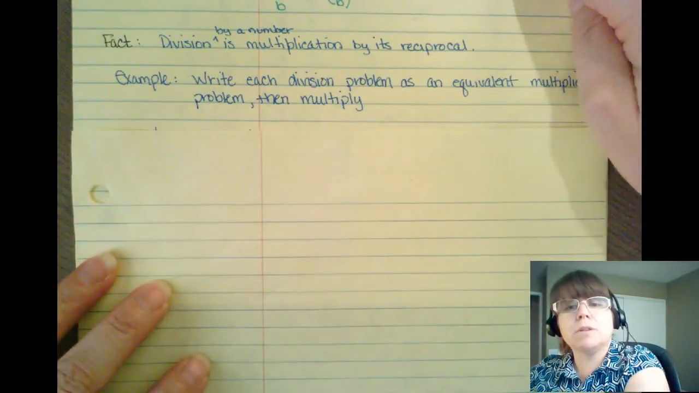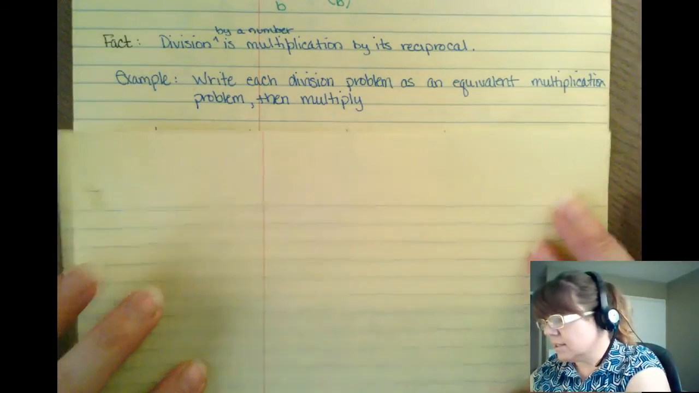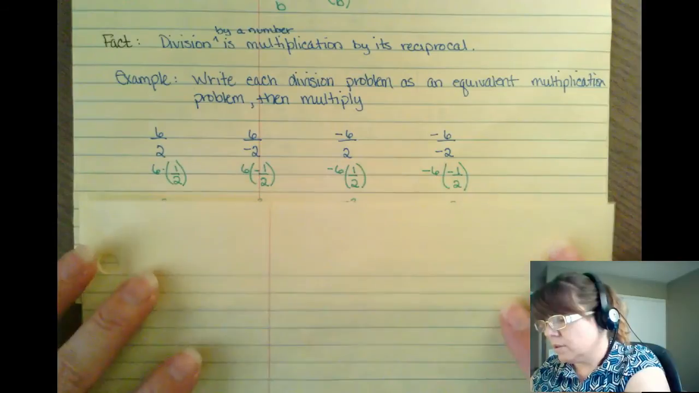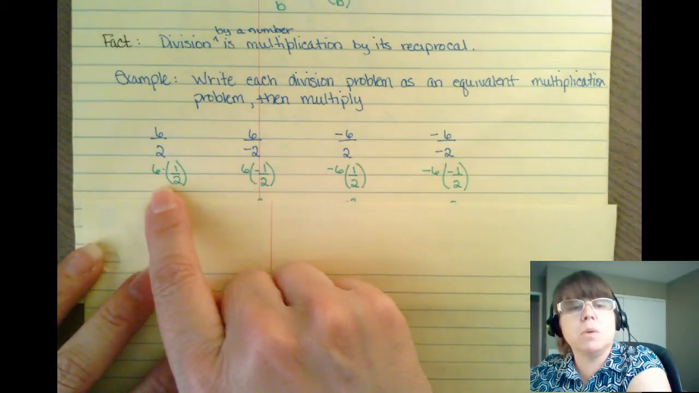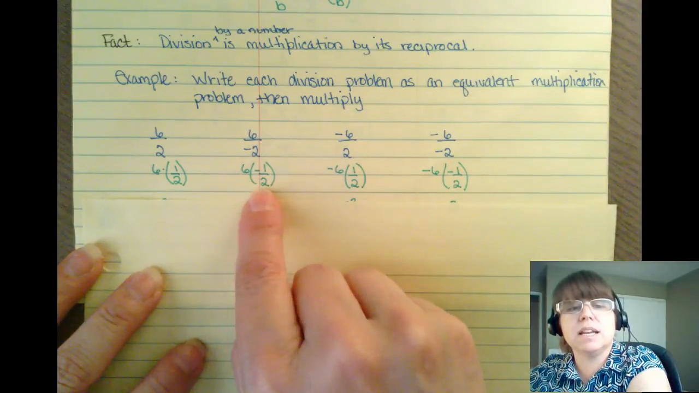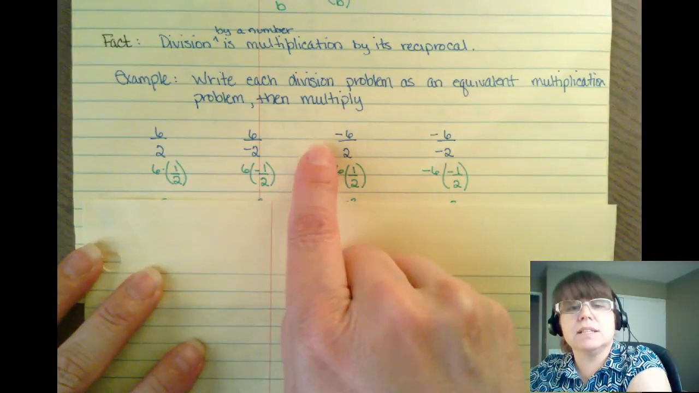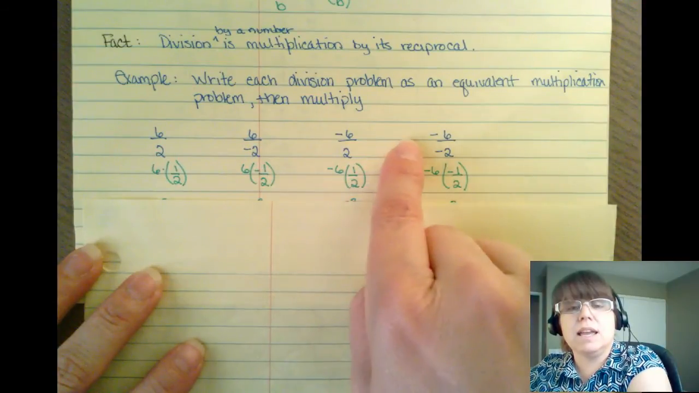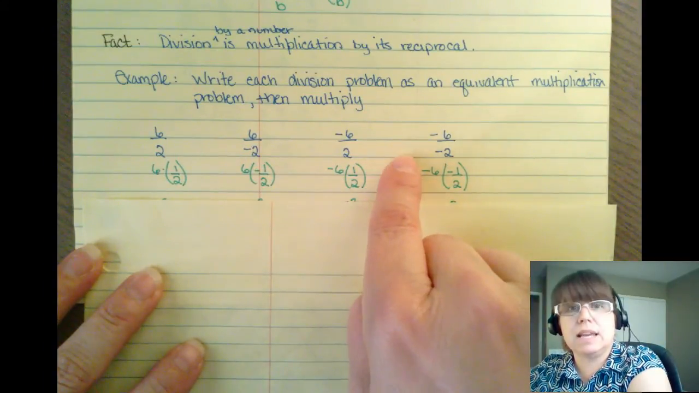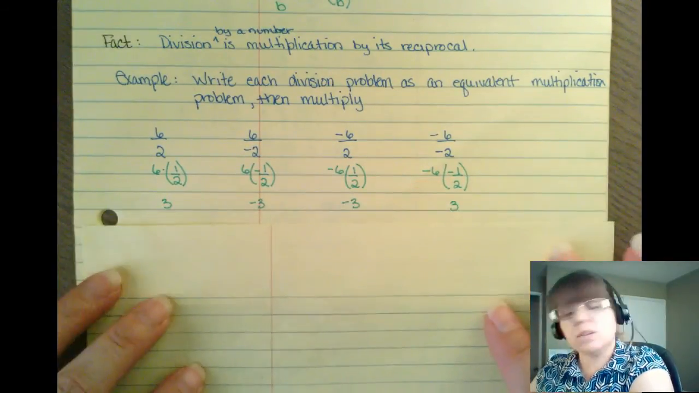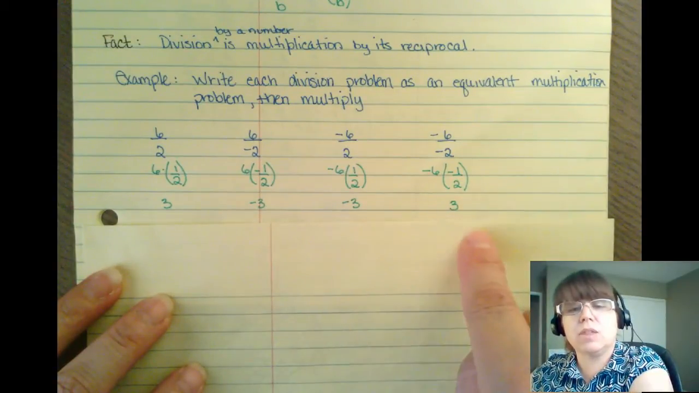So let's take a couple problems and then write them as multiplications. 6 divided by 2 is going to be 6 multiplied by 1/2. 6 divided by negative 2 is 6 times negative 1/2. Negative 6 divided by 2 is negative 6 times 1/2. And negative 6 divided by negative 2 is negative 6 times negative 1/2. And the results are 3, negative 3, negative 3, and 3.